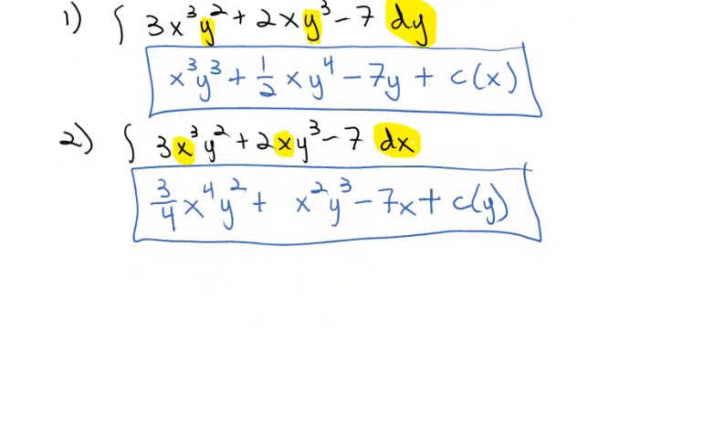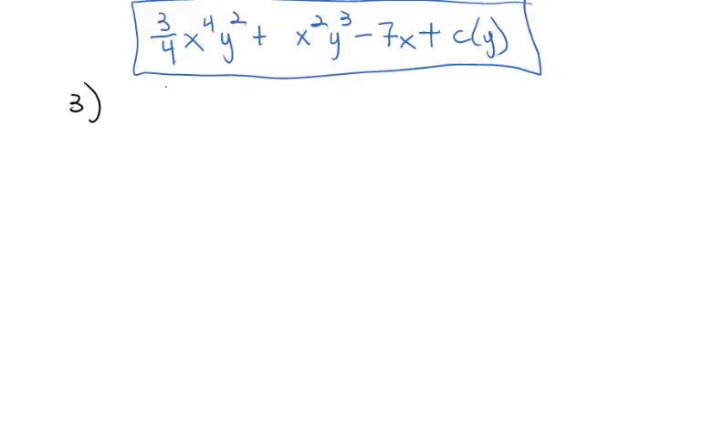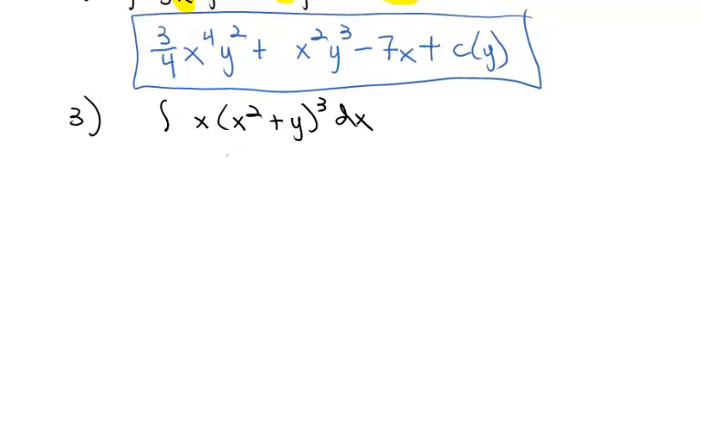Let's try another function. Let's do number 3. For this next example, we're going to do the integral of x times (x squared plus y) cubed dx. When I look at this, you might notice this is a substitution type problem. Just as before, we can use all of our integral tricks: substitution, regular antiderivative rules. We can even do integration by parts. All the rules still work the same with multiple variables.